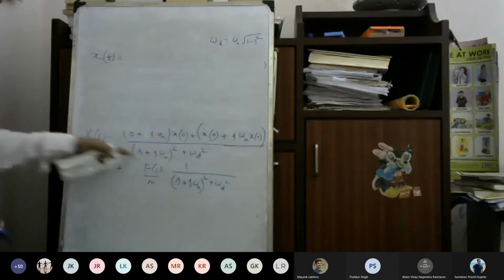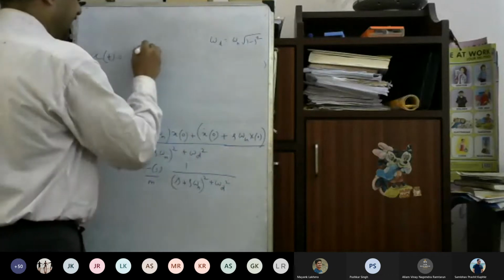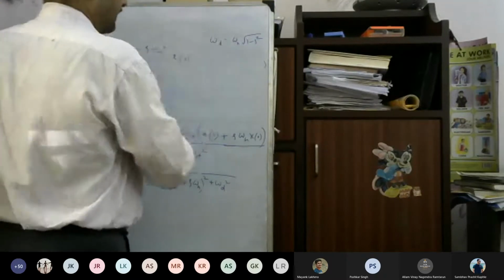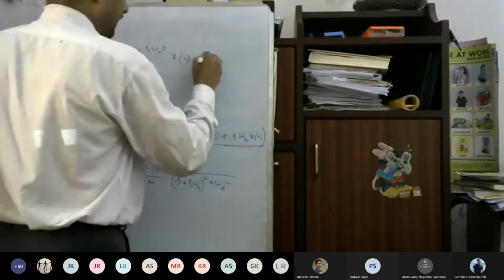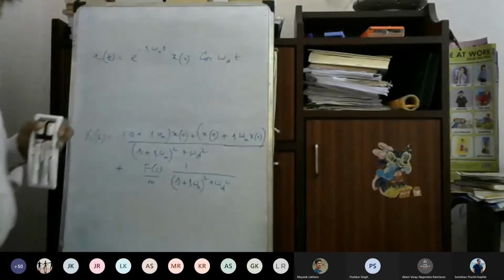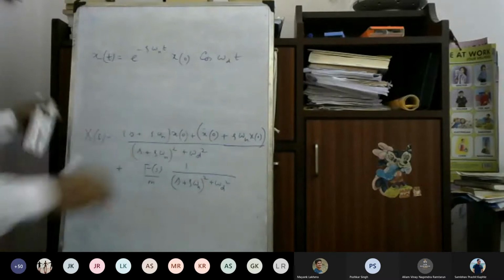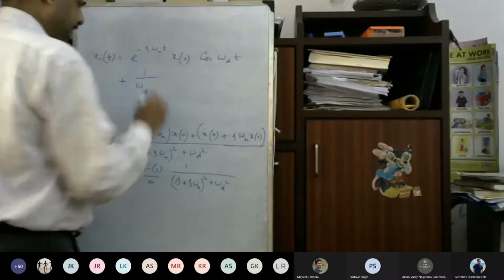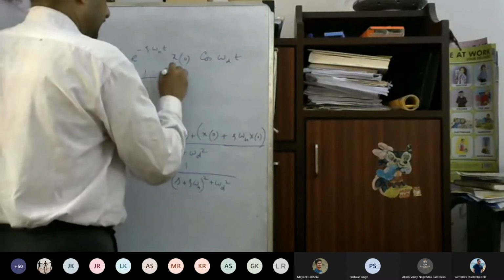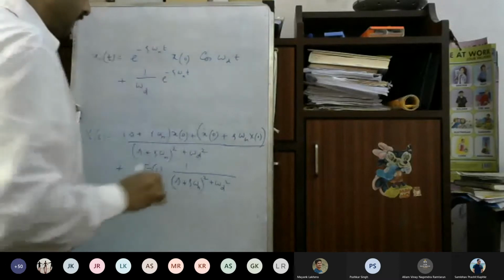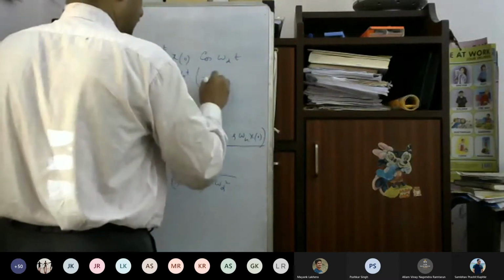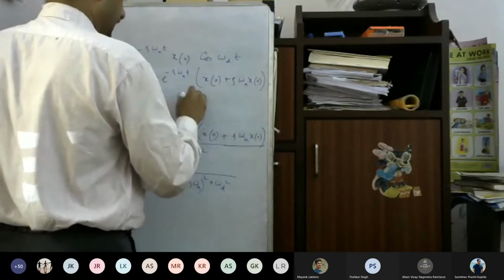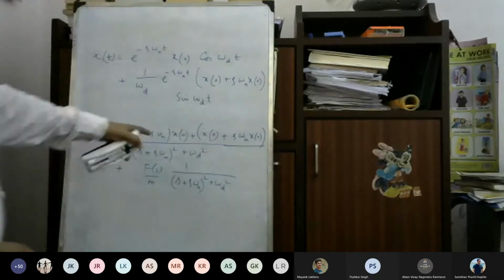What will be the inverse Laplace transform of this part? This will be e to the power minus zeta omega n t x naught cosine omega d t, plus 1 by omega d e to the power minus zeta omega n t, and this part, x dot 0 plus zeta omega n x0, times sine omega d t. This part will come.